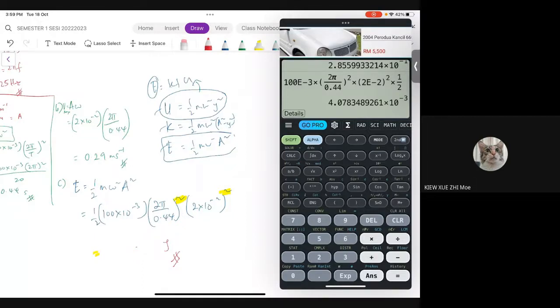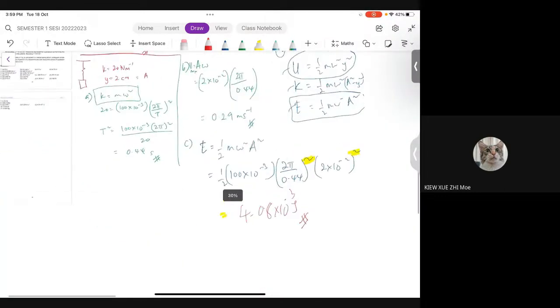Kenapa I dapat 4.08 times 10 negative 3? Betul tak? Betul.